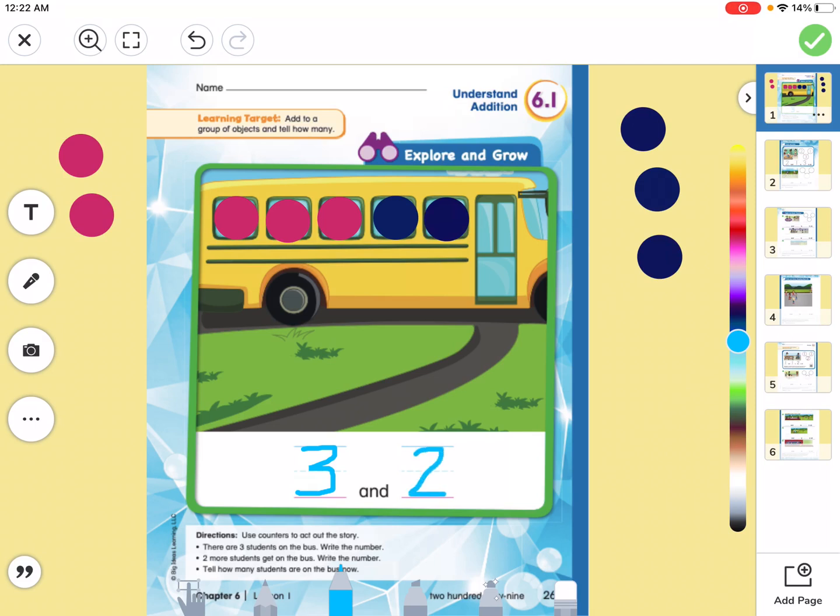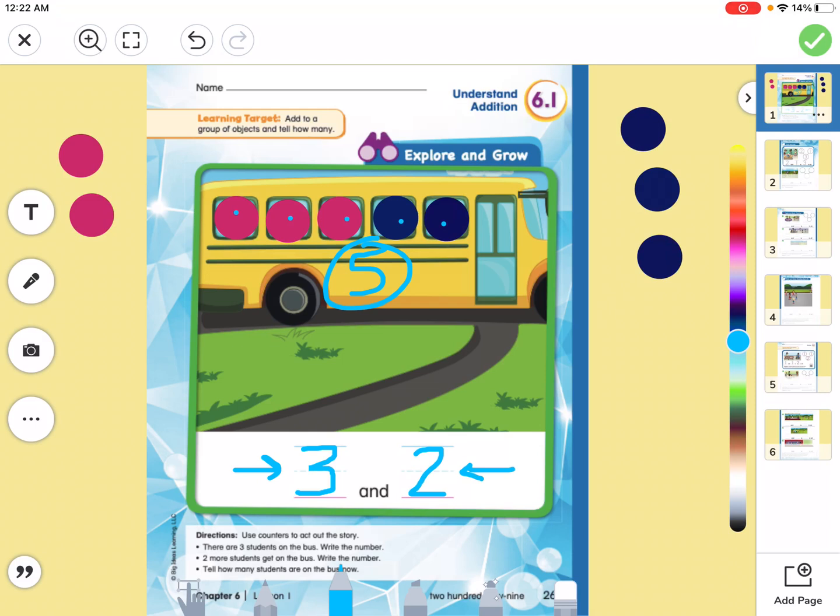So 2. Okay, tell how many students are on the bus now. So we have 3 students that were already on the bus, and 2 got on the bus. So how many do we have all together? Let's count them. 1, 2, 3, 4, 5. Okay, so if we were talking part, whole, our parts would be 3 and 2, and our whole would be 5, right? So this is an addition problem. 3 and 2 is 5.